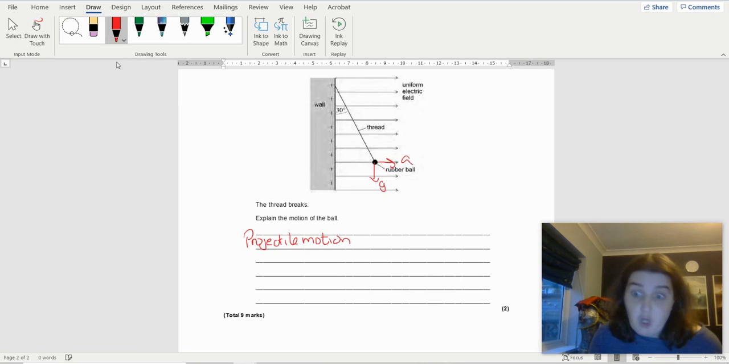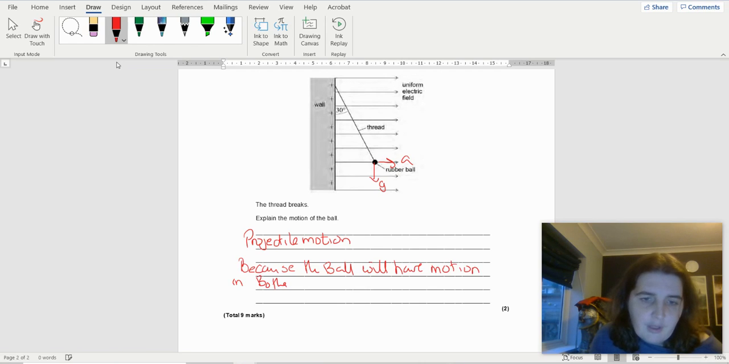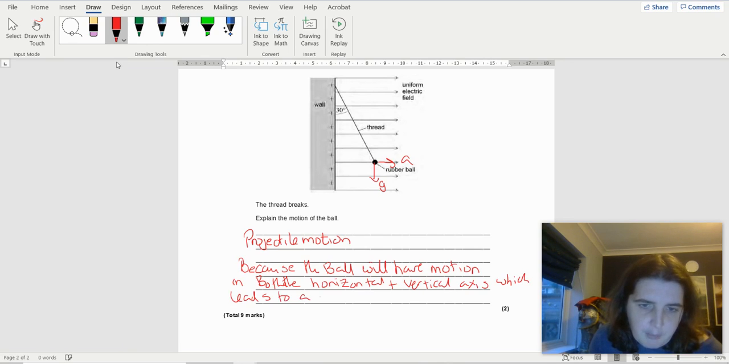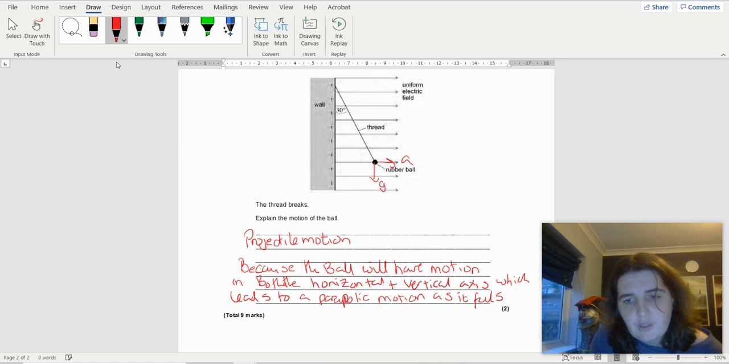Okay, so it's projectile motion because the ball will have motion in both the horizontal and vertical axes, which leads to parabolic motion as it falls down. Okay, so basically it will move in projectile motion.